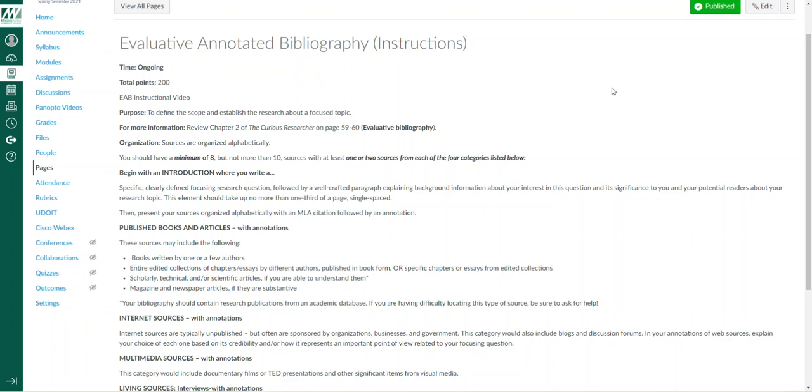So your annotated bibliography is going to begin with an introduction where you write a specific, clearly defined, focusing research question. Let me emphasize this, research question. One question. You should at this particular point be down to one question, followed by a well-crafted paragraph explaining the background information about your interest in this question and its significance to you and the potential readers about your research topic. This element should take up no more than 1/3 of the page.